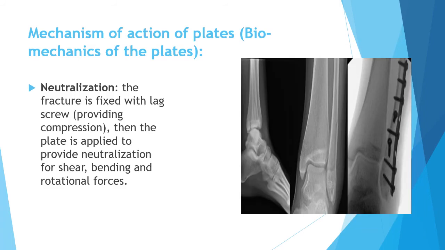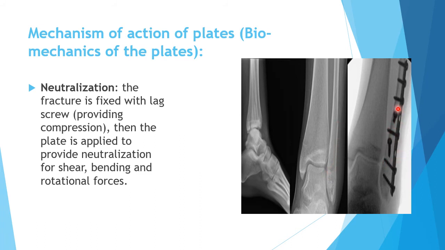Another common mechanism for using the plate is neutralization. In these cases, the fracture is fixed first with compression lag screws, and then the plate is applied to neutralize the forces: the shear force and the bending and rotational force. If you see here, there is a spiral fracture of the fibula. You can see it here also. The fracture was first fixed with 2 lag screws.